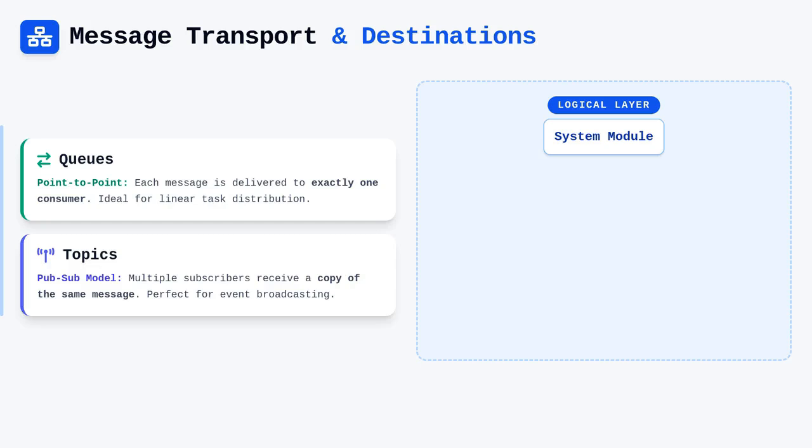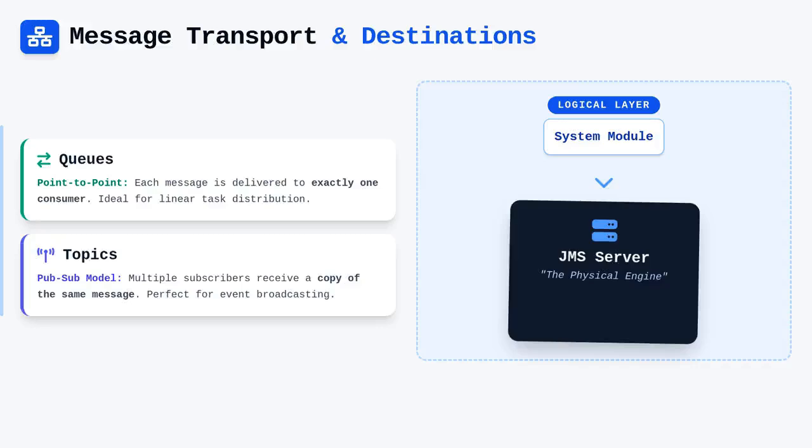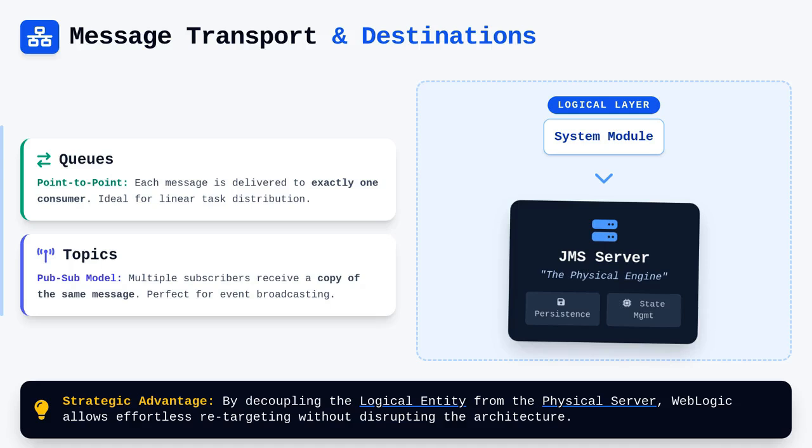When you create these destinations within a system module, you effectively define the logical boundaries for data exchange. It is important to note that these destinations are physically backed by a JMS server, which performs the heavy lifting regarding message persistence and runtime state management. By abstracting the logical entity of a queue from the physical JMS server, WebLogic provides the flexibility to relocate or retarget destinations without disrupting the overall messaging architecture.